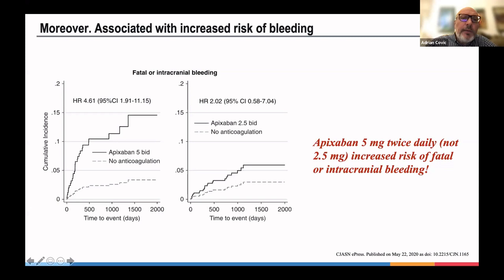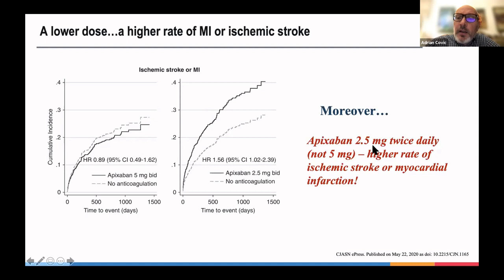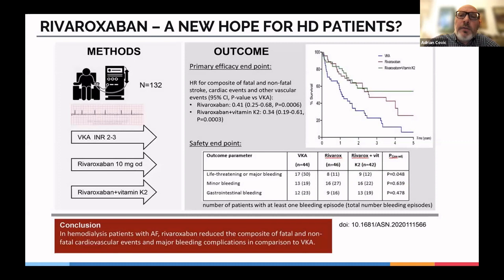There is an increased risk of intracranial bleeding. And furthermore, in the lower apixaban dose or dosage, there was a higher rate of MI and ischemic stroke. So I think that we do not have yet an answer, and we do not have an answer even from European studies looking at other DOACs, because this was published from a leading research European group.